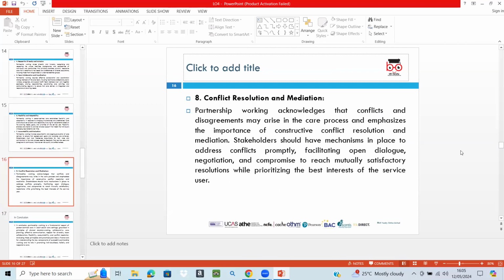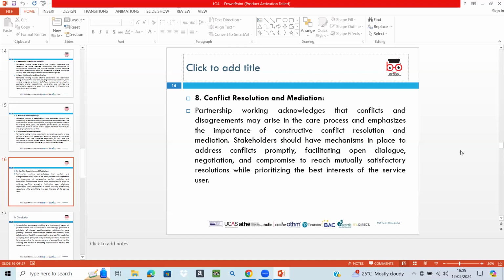Next slide, we have conflict resolution and mediation. Right. So we discussed these two yesterday as well. So partnership working in person-centered care recognizes the potential for conflicts and disagreements to arise within the care process and emphasizes the need for constructive conflict resolution and mediation strategies.